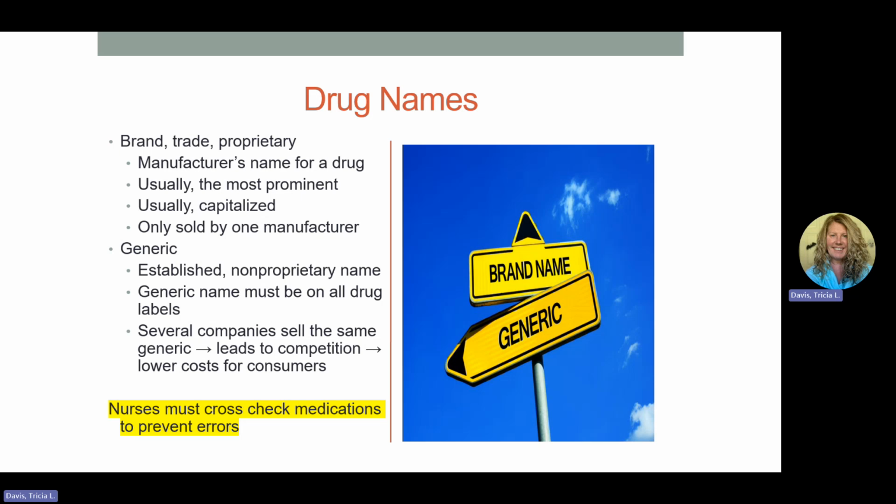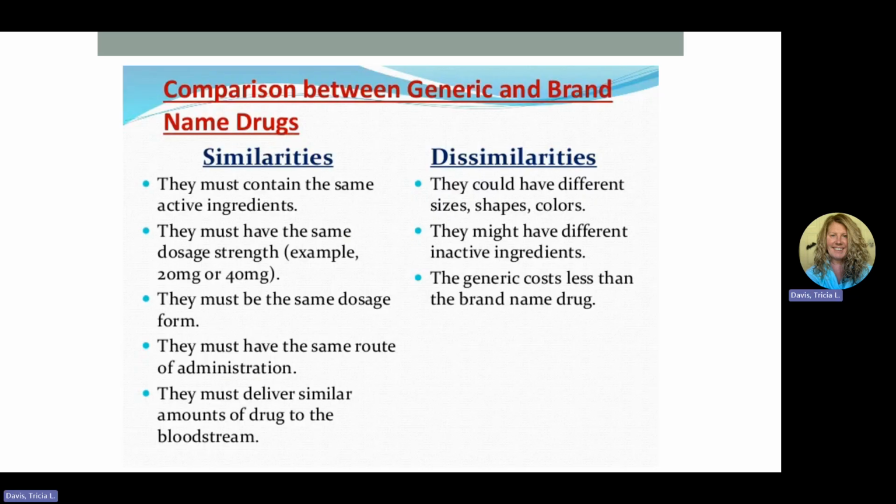The generic name is going to be that established non-proprietary name, okay? So generic names, if they can make a generic, must be on all of the drug labels. Several companies can sell the same generic medication. When this happens, that's going to lead to competition, which means lower costs for the consumers, okay? As nurses, we are always going to cross-check our medications to prevent any type of error. Some comparison between generic and brand name drugs, and you do need to know these for your exam.